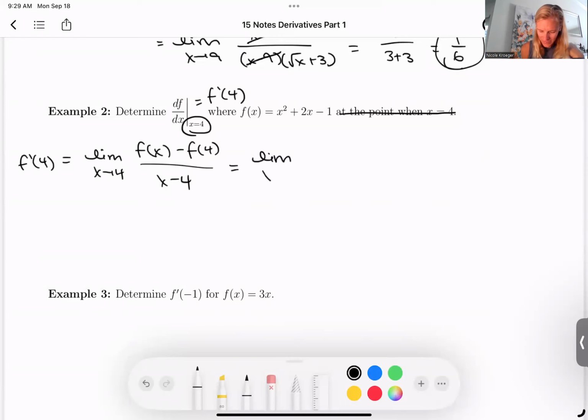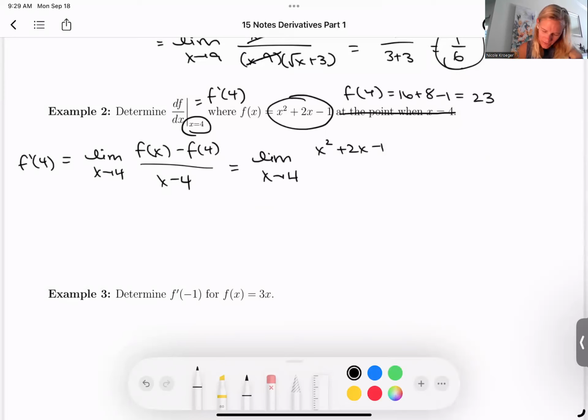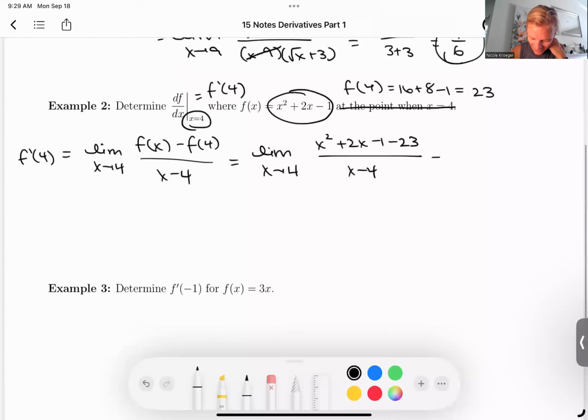Okay, so now we're going to have a limit as x approaches 4. This is my f of x. And f of 4, if I plug 4 into that, I'm going to get 16 plus 8 minus 1. So it's going to give me 23. So I'm going to have minus 23 all over x minus 4. If I plug 4 into this, I get 0 over 0. So I need to simplify. You should try that simplification and then come back and check you got the same thing as me.